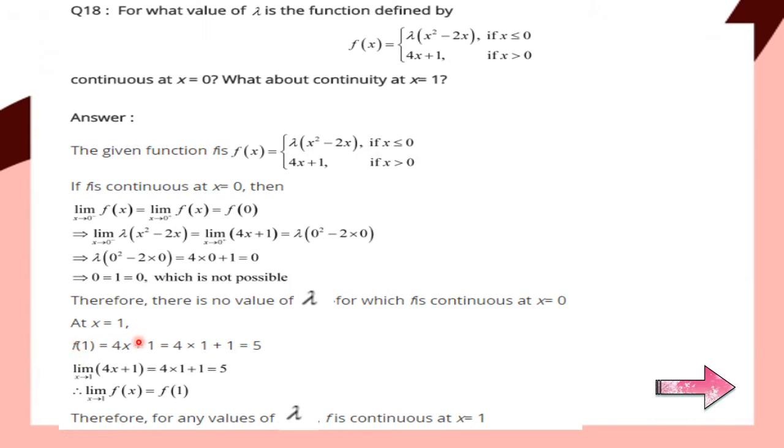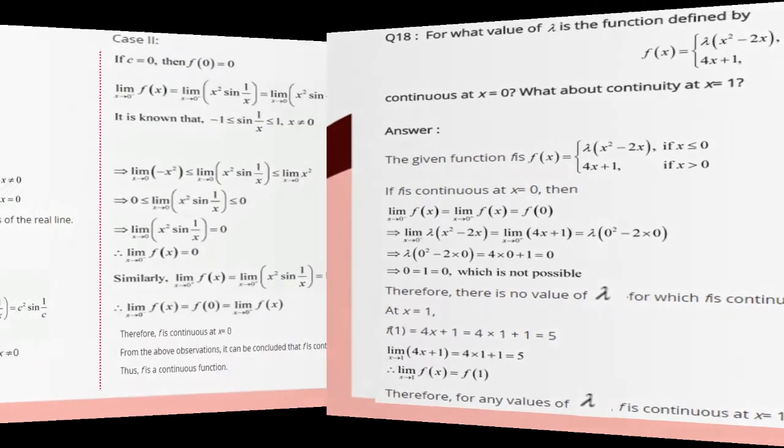Now if we talk about x equal to 1, f(1) is 5, and when we apply the limit, the value is also 5. So the value of lambda does not matter here. Therefore for any value of lambda, f is continuous at x equal to 1.